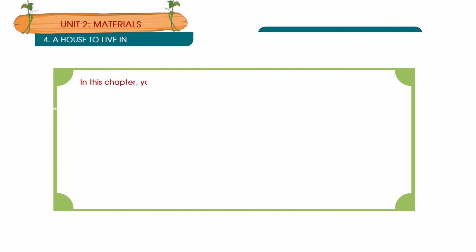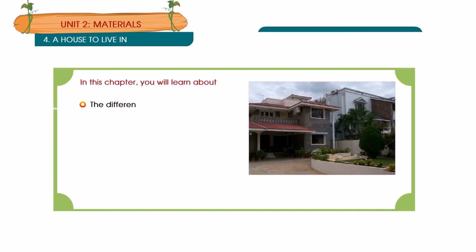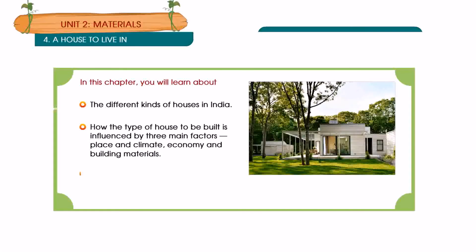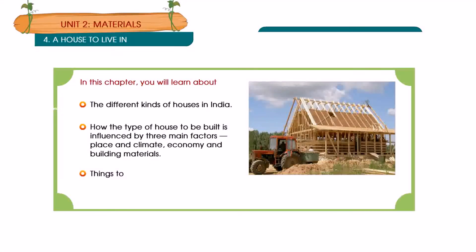4. A house to live in. In this chapter, you will learn about the different kinds of houses in India, how the type of house to be built is influenced by three main factors: place and climate, economy and building materials. Things to remember before, during and after building a house.